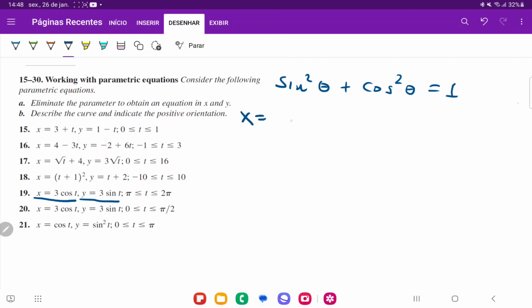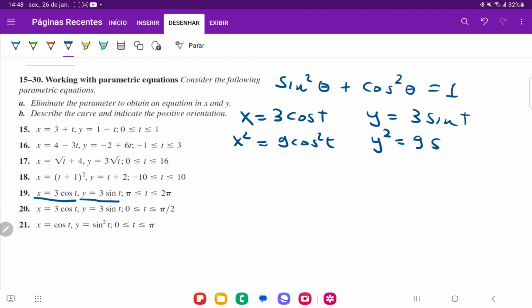So we have that x is going to be equal to 3 cosine of t, and y is going to be equal to 3 sine of t. So let's square both sides. I have x squared is equal to 9 cosine squared of t, and y squared is going to be equal to 9 sine squared t. And now we're just going to add these two equations.